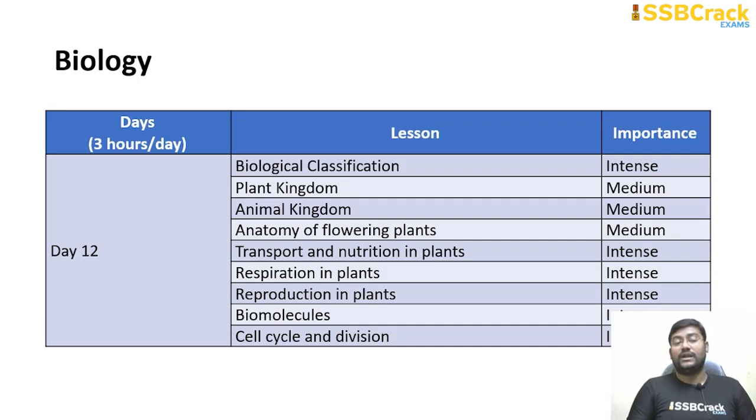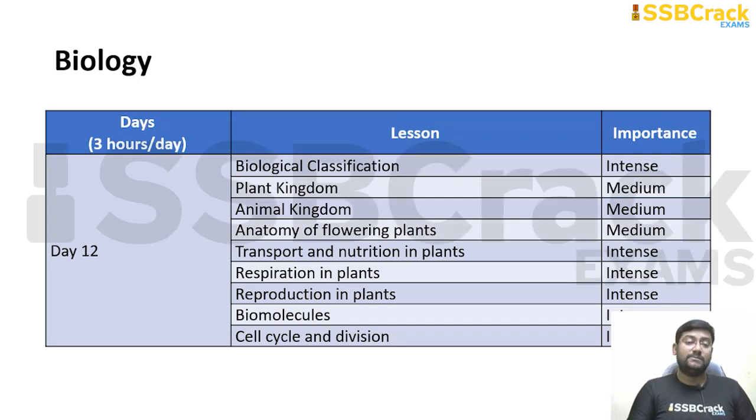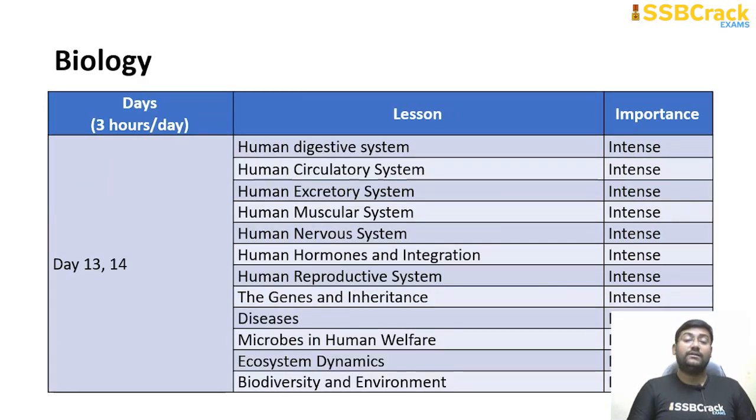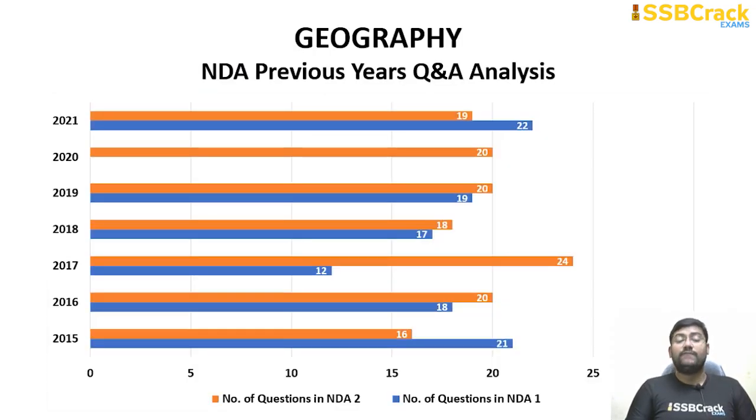So day 12, 3 hours per day, you will be starting with the biology basics: biological classification, plant kingdom, animal kingdom, anatomy of flowers, reproduction, respiration in plants, biochemicals, biomolecules, cell cycle and division. Day 13 and 14, make sure that you're reading everything about the human digestive system, human excretory system, etc., and you'll be covering even ecosystem dynamics as well as biodiversity and environment. So that will be a wrap up for your biology.